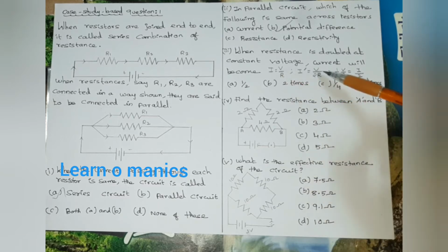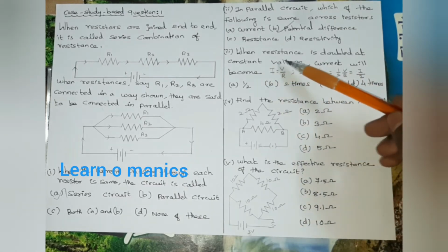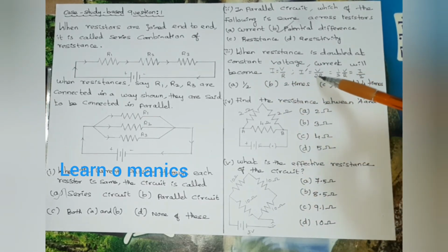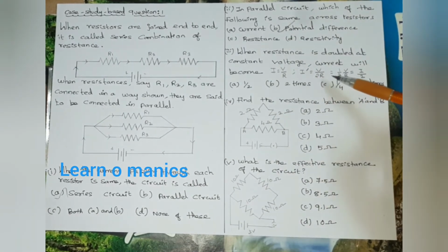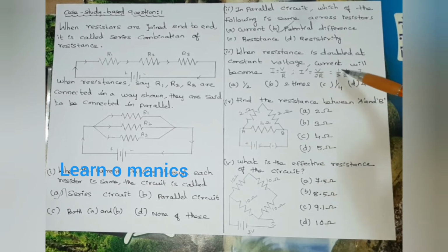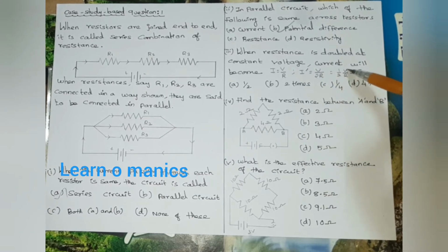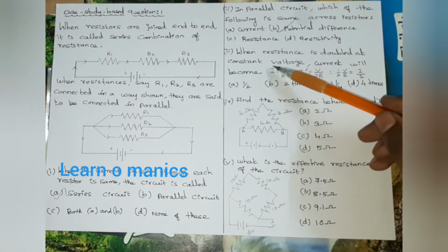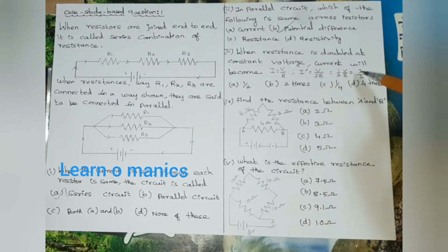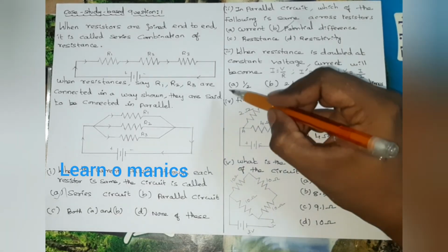Here I have taken V here and also V there because the voltage is constant, right? So here the resistance is 2R, that means the resistance has been doubled, and I can write it as 1 by 2 into V by R. Already V by R has been considered as I, the original current I, so I can write it as I by 2. With this we can understand that the original current will become half. So therefore, option A.